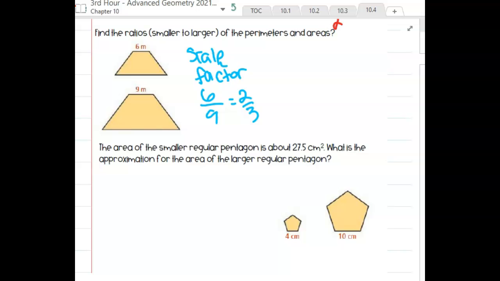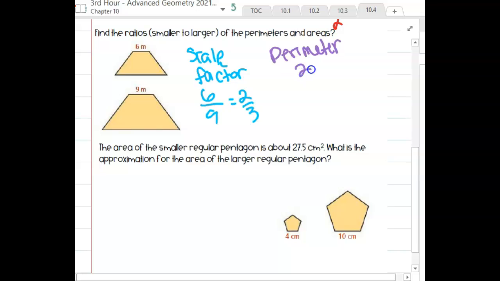Knowing that, if I knew one of the other side lengths in either one of these, I could find the other side lengths in the other trapezoid because that ratio is always going to be proportional like that. Okay? So if I wanted to find the ratio of the perimeter, this is really easy to do because once you find the scale factor, it's the same. It's also 2/3. 2 to 3.